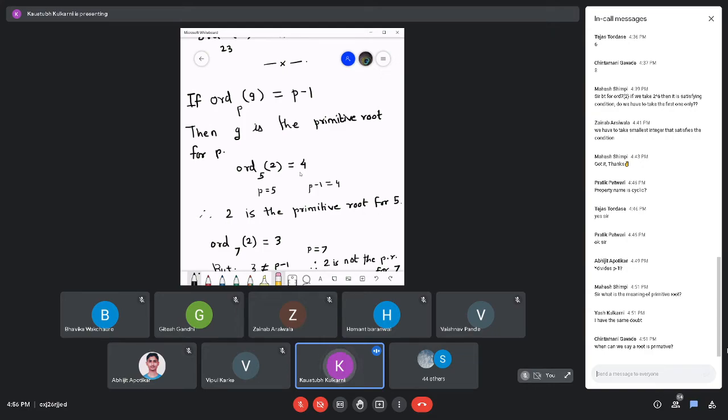I suggest that Mahesh, Yash, and Chintamani, if you want to unmute and ask, you can ask. Did my explanation help, or do you want to ask something else?